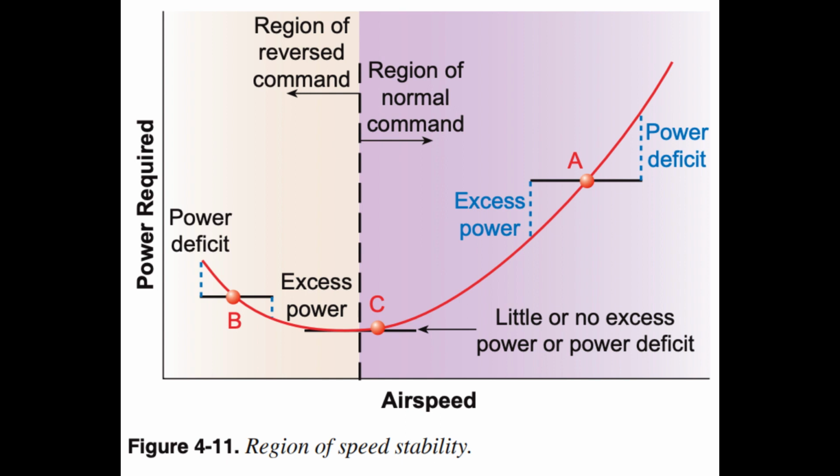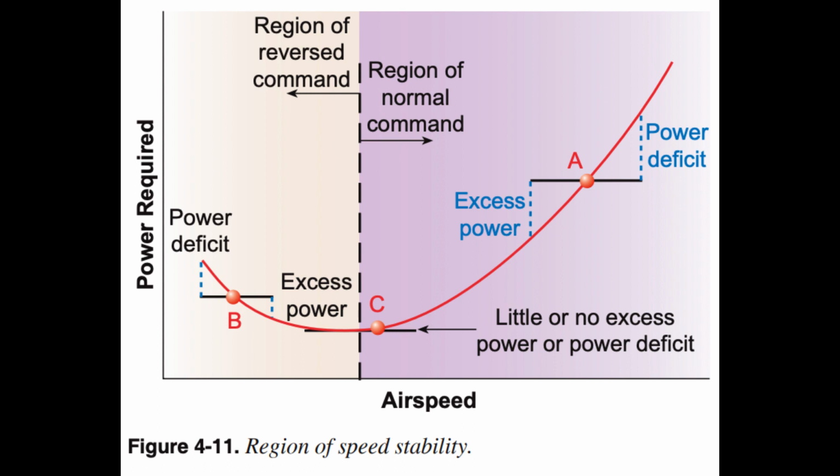An aircraft flying in steady, level flight at point C is in equilibrium. Figure 4.11, if the speed were increased or decreased slightly, the aircraft would tend to remain at that speed. This is because the curve is relatively flat and a slight change in speed does not produce any significant excess or deficiency in power. It has the characteristic of neutral stability, i.e., the aircraft's tendency is to remain at the new speed. Reversed command.